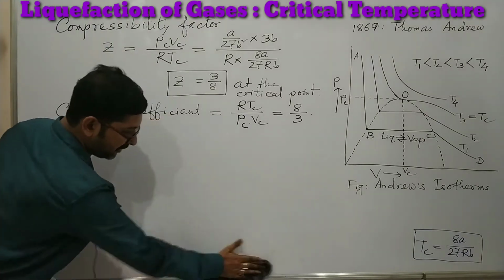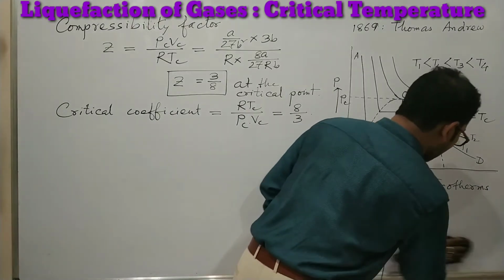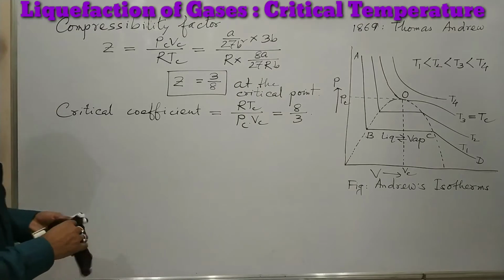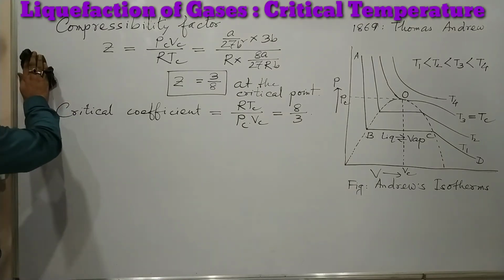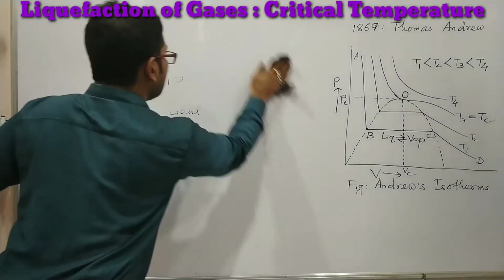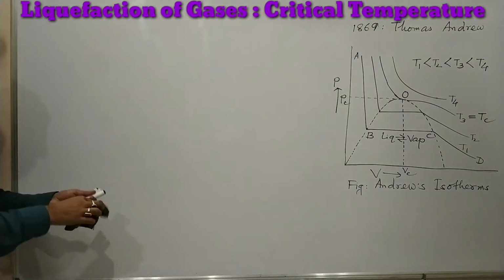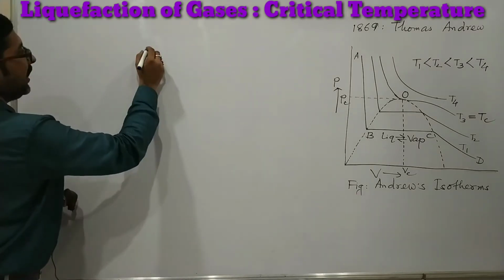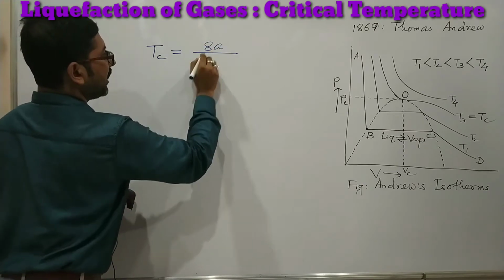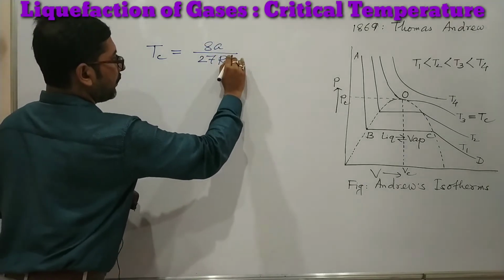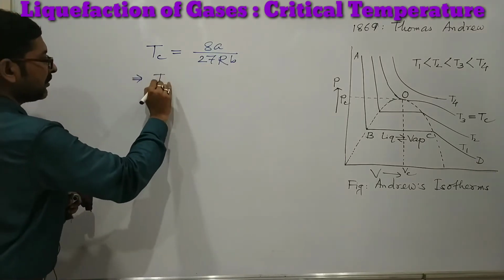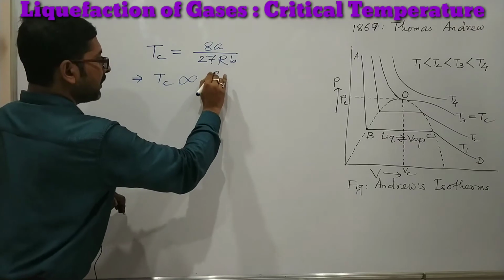Now, in the competitive exams, there are some questions related to the critical temperature of different gases. Let us take some examples. We know our guideline is critical temperature Tc equals 8a by 27Rb. So we can write that Tc is proportional to a by b.